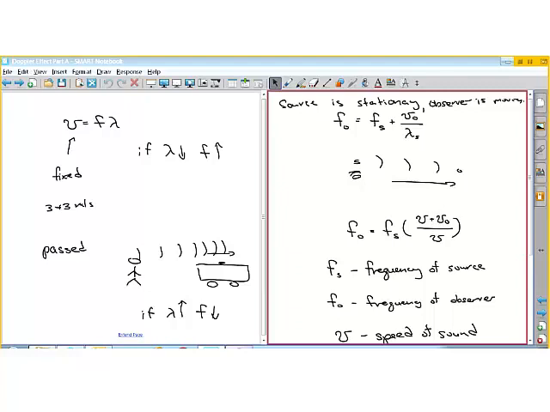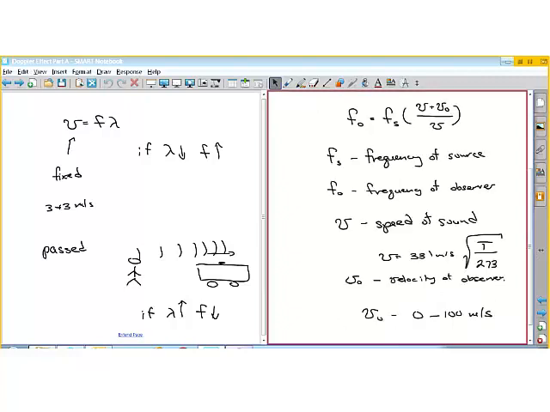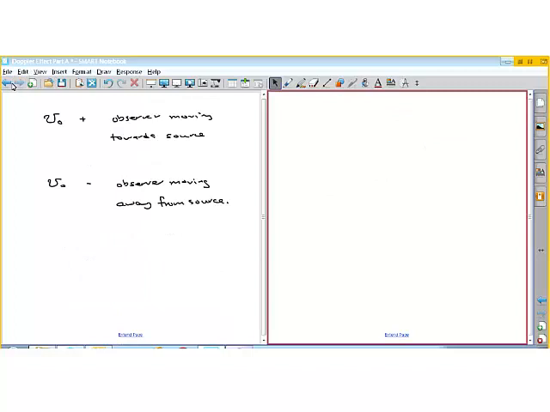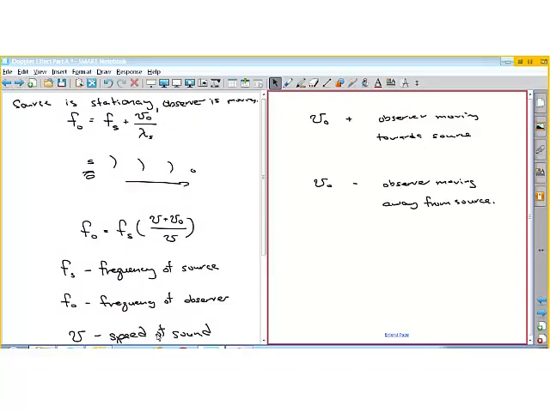Now if it's moving away, then this would be negative, which makes the numerator smaller than the denominator, which makes this a fraction, and therefore the observer hears a lower frequency than that. Remember, the speed of sound is 331 meters per second times the square root of T in Kelvin divided by 273. So again, v0 is positive when the observer is moving towards the source, and v0 is negative when the observer is moving away from the source. Okay, so that's part A.